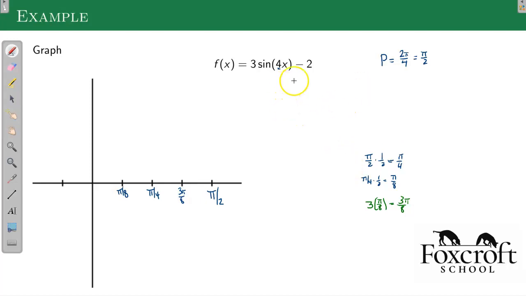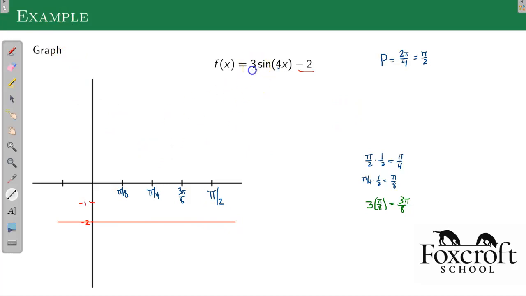Next thing I want to do is put the midline of my graph, and the midline is just this value at -2, so I have to go down, -1, -2. I'm going to put my midline on my graph. Again, I'm going to put it as a solid line just because it's easy for me on the slide, but you should put it as a dotted line.